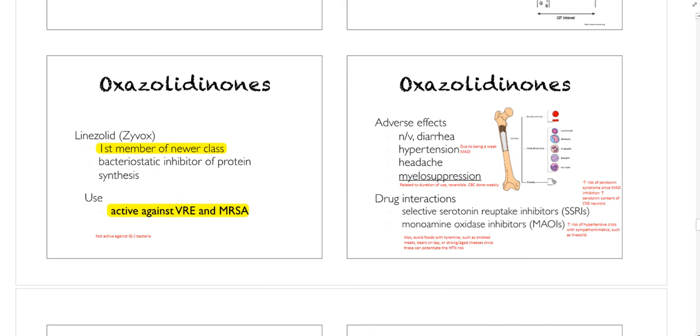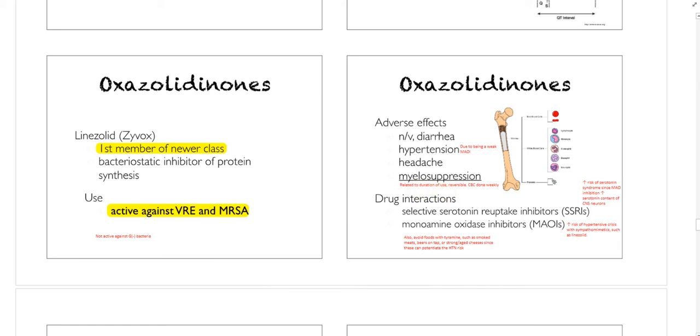Oxazolidinones, this is going to be linezolid or Zyvox. It's a newer class. It is bacteriostatic, as are all of these in this class, and is used primarily against VRE and MRSA. It is not active against gram-negative bacteria. This one's got an interesting adverse effect, myelosuppression. And it's based on how long we use it.